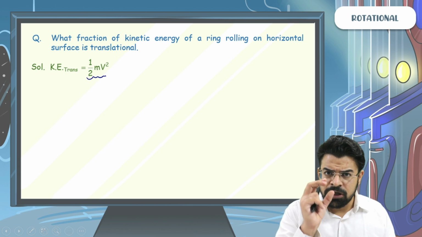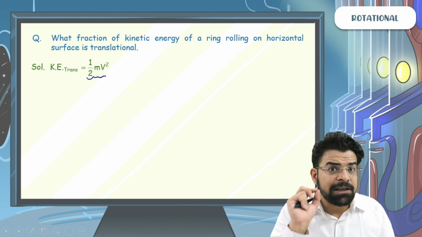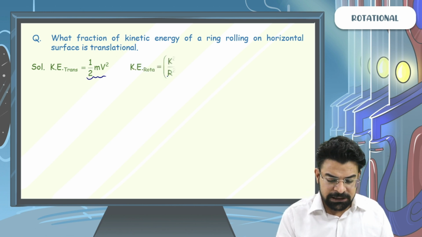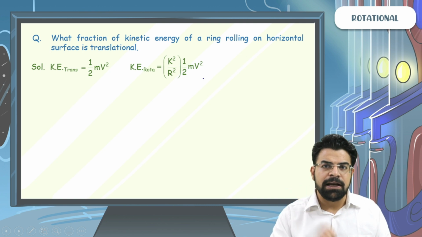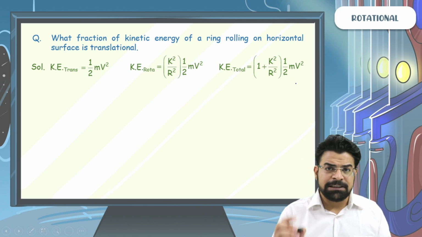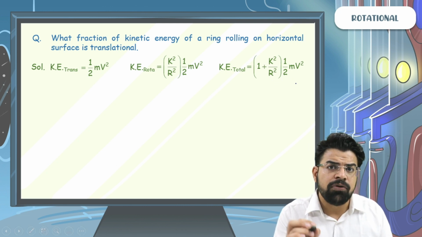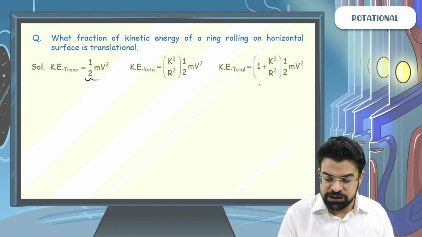For a circular body doing pure rolling on a fixed surface, we say that the rotational kinetic energy is k square by r square times half mv square. So the total kinetic energy has to be equal to 1 plus k square by r square times half mv square. Now they are asking what fraction of total kinetic energy is translational. So simply do translational by total.